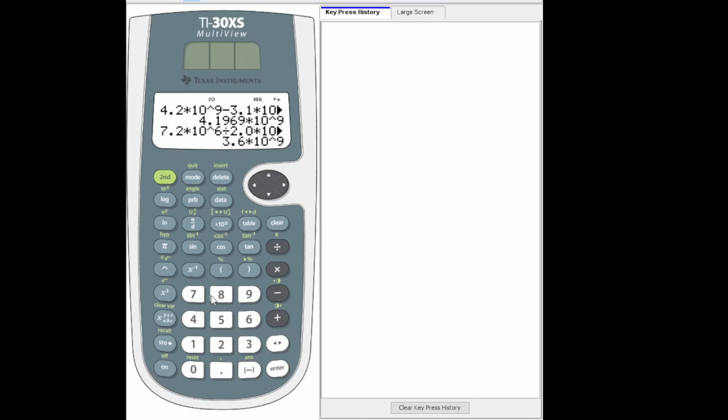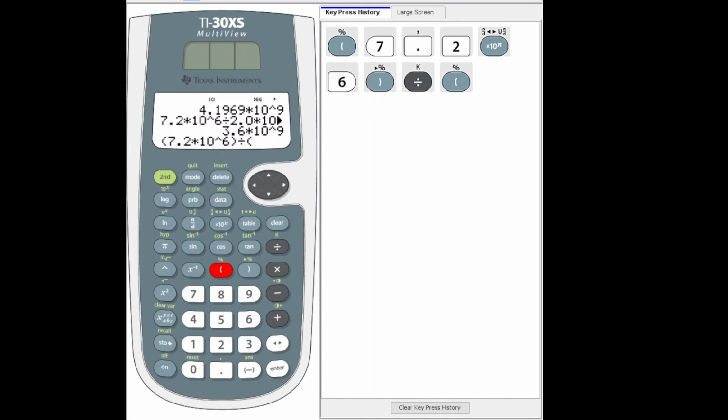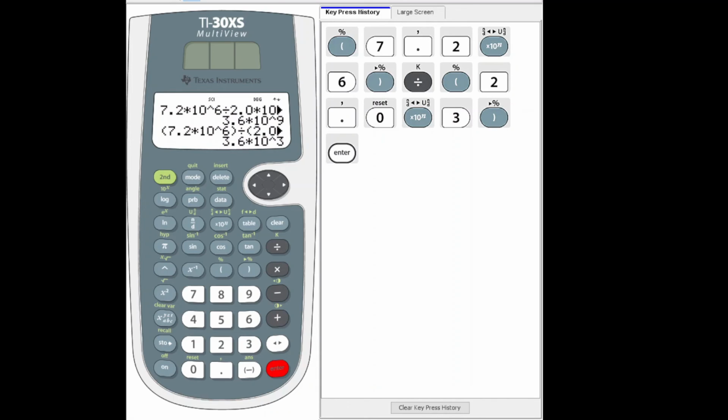So let's do this properly. So we're going to do open parentheses 7.2 times 10 to the power of 6, and we're going to close our parentheses. Then we're going to divide by open parentheses 2.0 times 10 to the power of 3. Now you see that we do get the correct answer. So always make sure when you are dividing that you put everything in parentheses. So each individual number should be in parentheses.